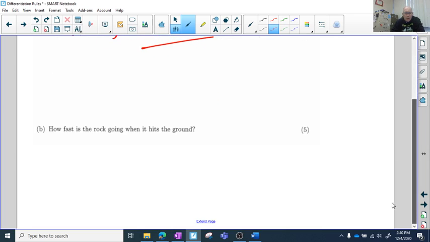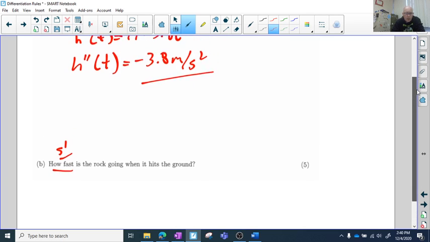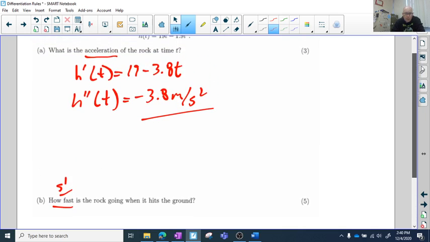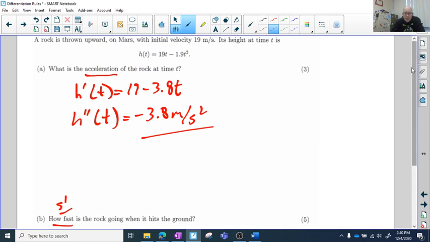Relatively easy question. It says, how fast is the rock going when it hits the ground? Well, how fast it is going is going to be found using s prime. That's the velocity. When it hits the ground, well, the issue is I'm not sure when it hits the ground. So what's the time when it hits the ground? Let's figure that out.